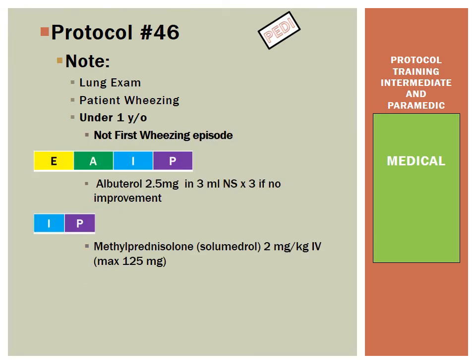Okay, so we just went over the patient who is under 1 year old, and this was their first wheezing episode. Now we're going to talk about the patient who is under 1 year old, and this is not their first wheezing episode, or they have a history of asthma. For all provider levels, they're going to administer the albuterol, 2.5 milligrams in 3 mLs of normal saline times 3, if no improvement. For the INP level provider, you will administer the methylprednisolone or solumedrol at 2 milligrams per kilogram IV to a max of 125 milligrams.